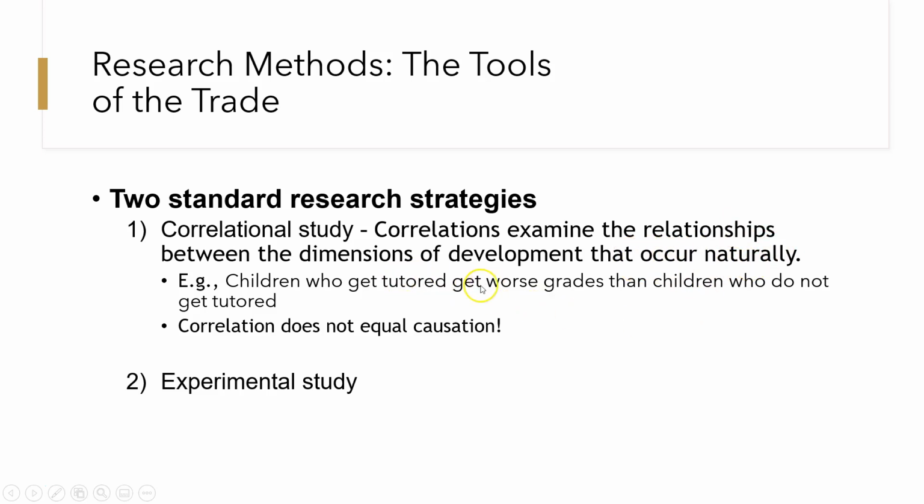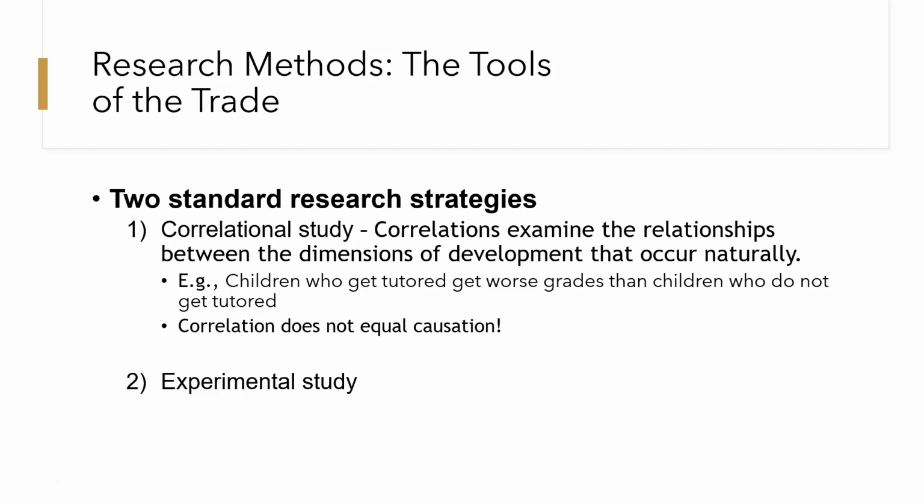For instance, you might ask children in a school, do you get tutoring after school, and what's your GPA? So we're just asking about two things that are naturally going on, whether or not a child gets tutoring and their GPA, because we want to see, is there a relationship between these two things? Now, we could find something like this: children who get tutored get worse grades than children who don't get tutored. This would be our correlational research.